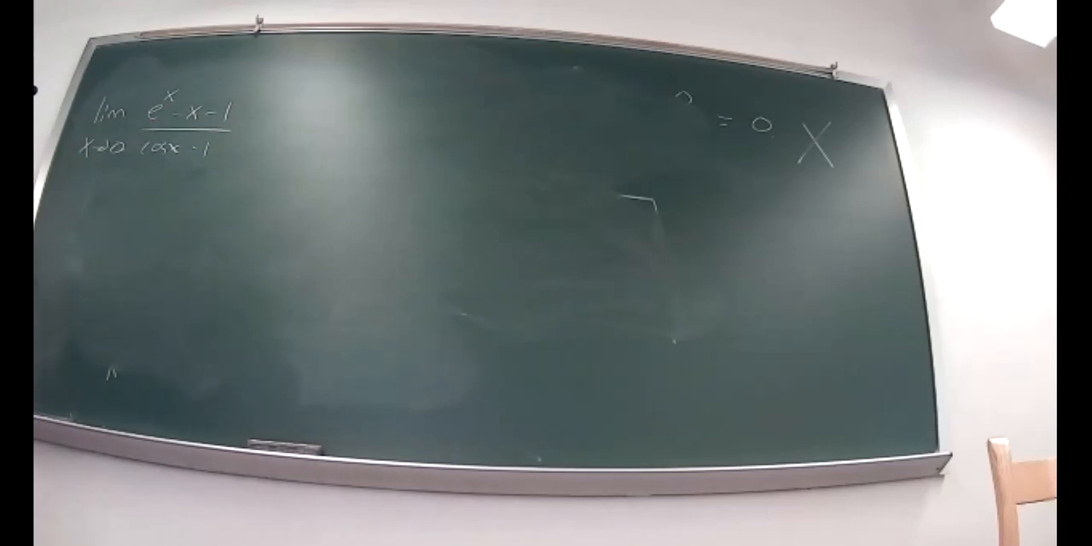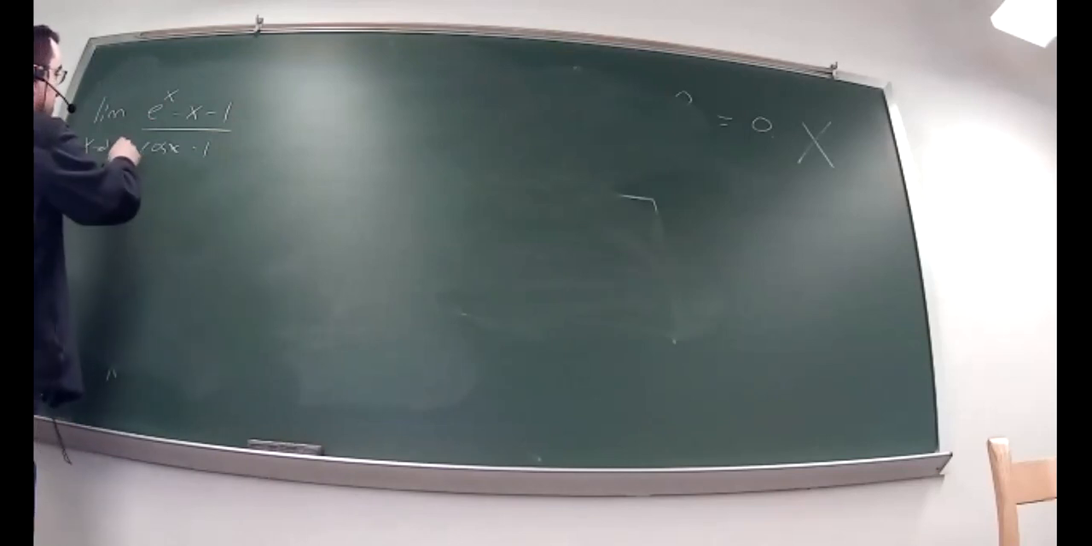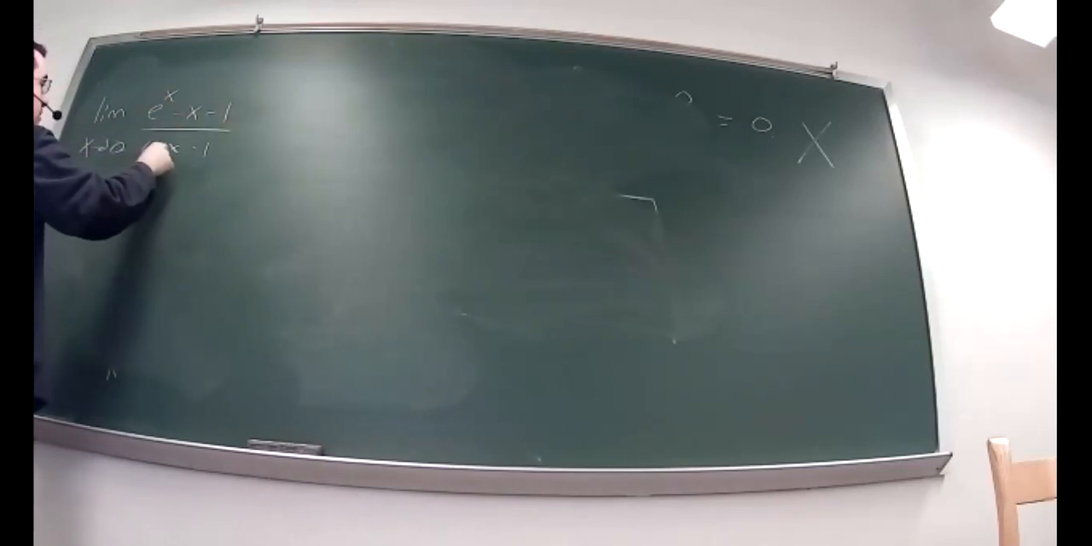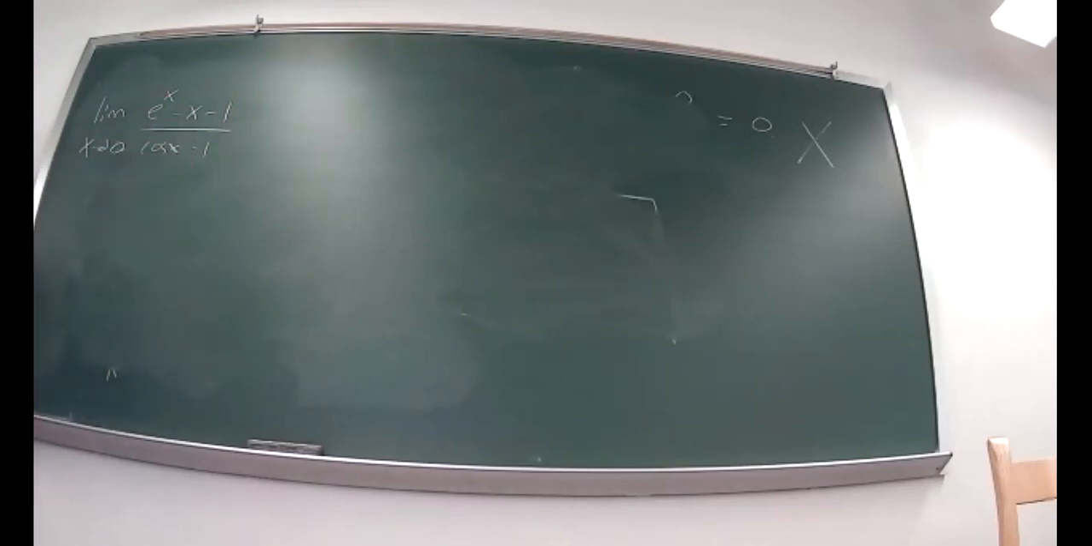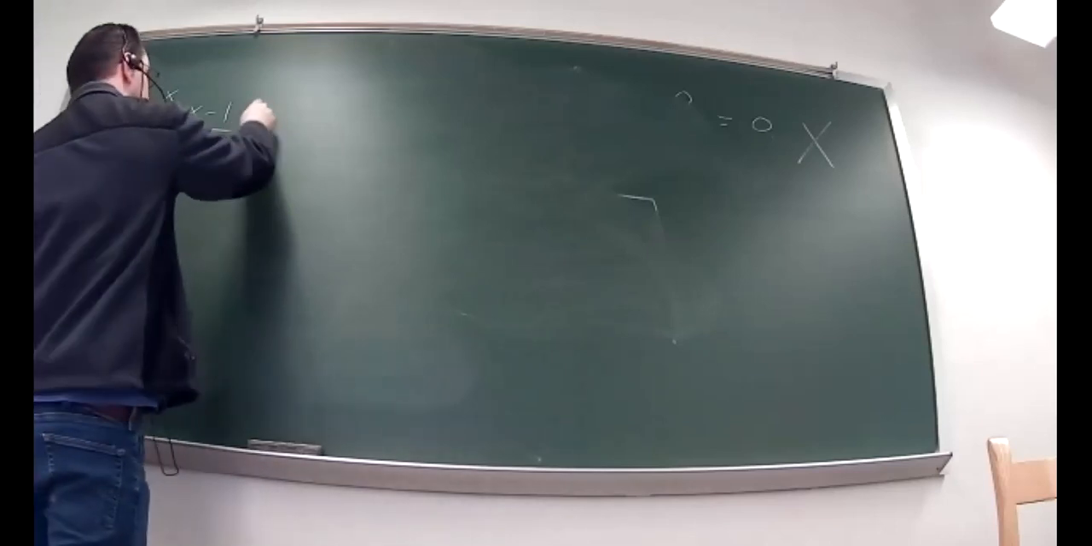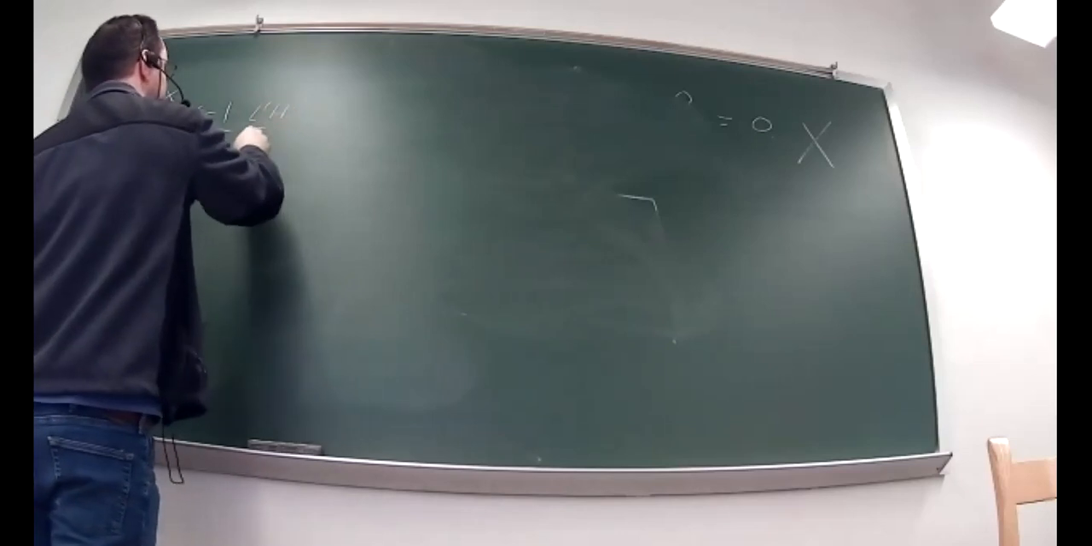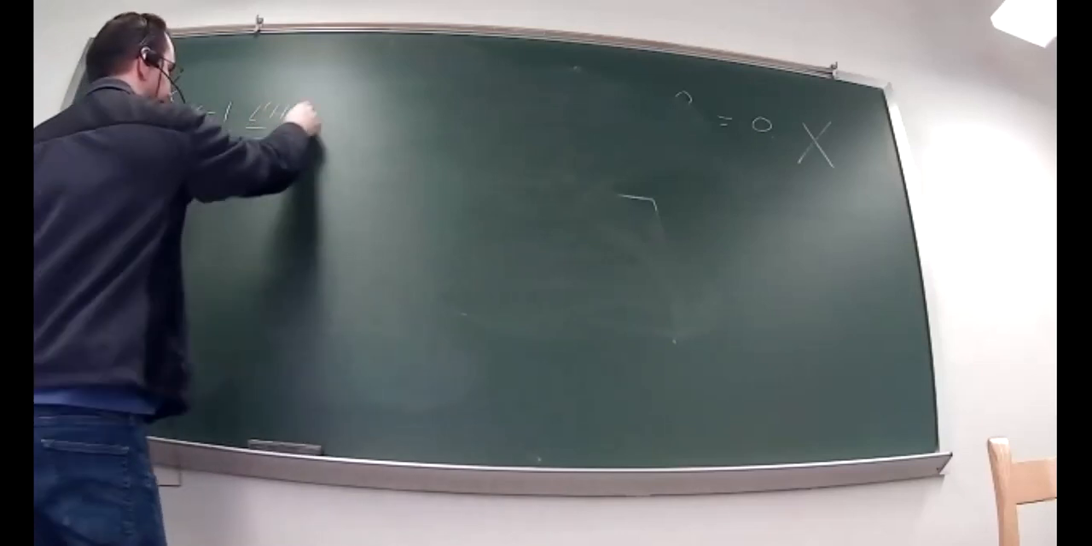You want to check that it's actually indeterminate. So when x is 0, you get e to the 0 equals 1 minus 1 equals 0. You get cosine 0 equals 1 minus 1 equals 0. So this really is a 0 over 0 indeterminate form, and we know we do have to check that. So let's make some little indication that I'm using L'Hopital's rule.